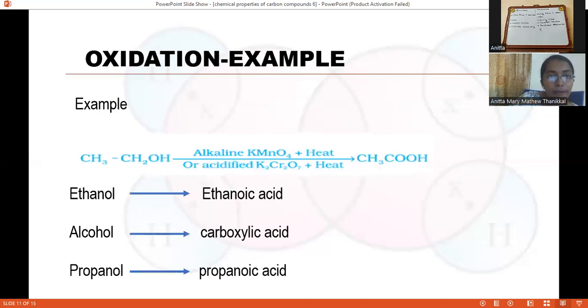As an example for this oxidation reaction, consider CH3CH2OH. OH belongs to which family? OH is in the alcohol family. So we can say CH3CH2OH is ethanol. Ethanol reacts in the presence of alkaline potassium permanganate or acidified potassium dichromate, and we get ethanoic acid. How will the reaction take place? I'll explain.